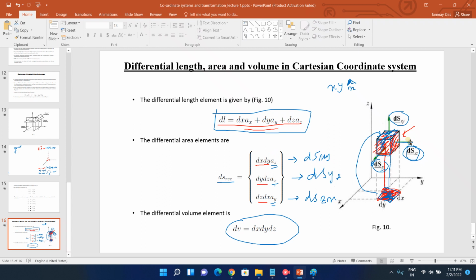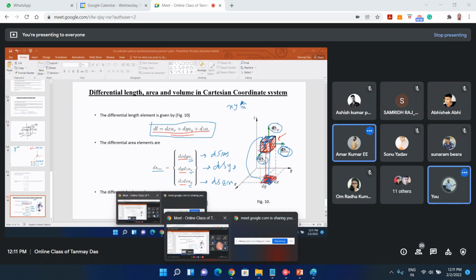But in area we will have a unit vector, because it is directed perpendicular to the plane. Whenever you have a plane, suppose the xy plane, for that area you multiply whatever x and y values you have, but the resultant will be along z. And for volume, you have to multiply all the three because volume is a scalar quantity.